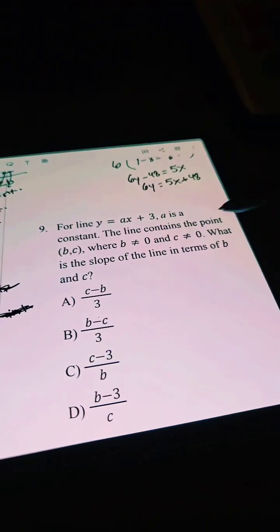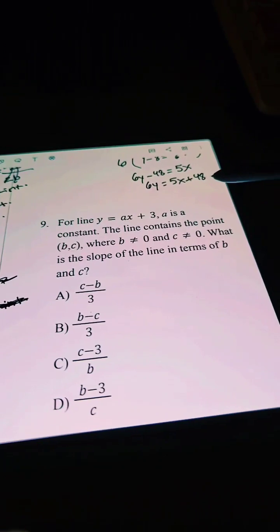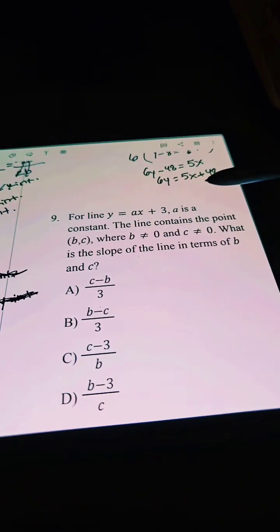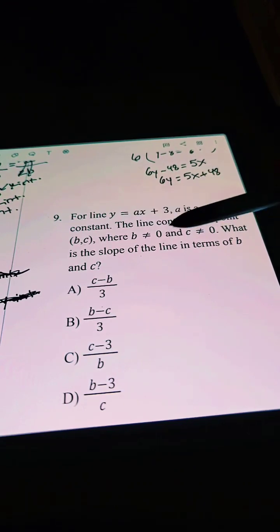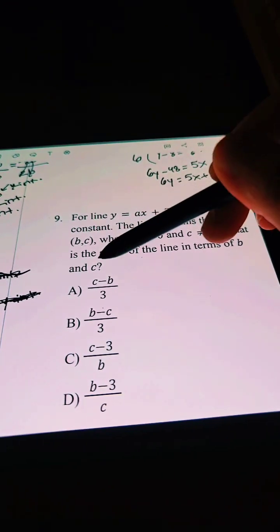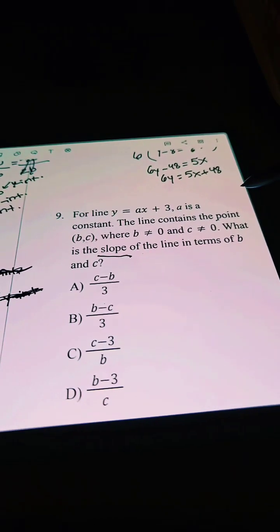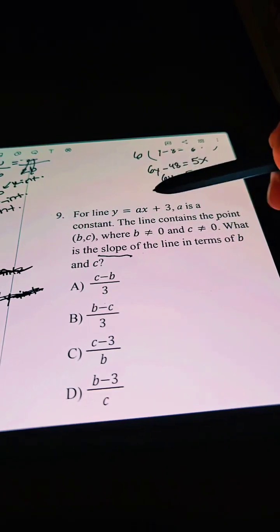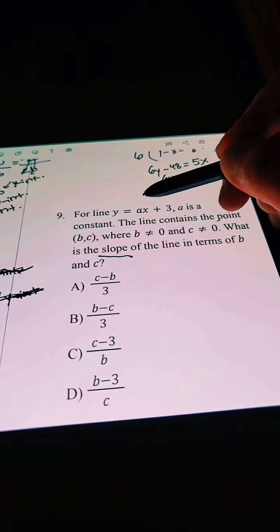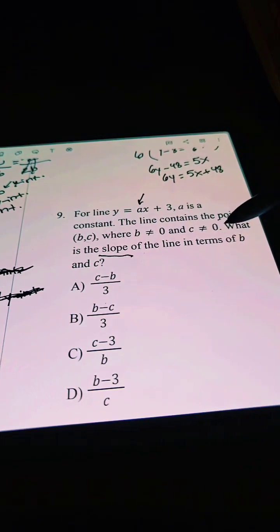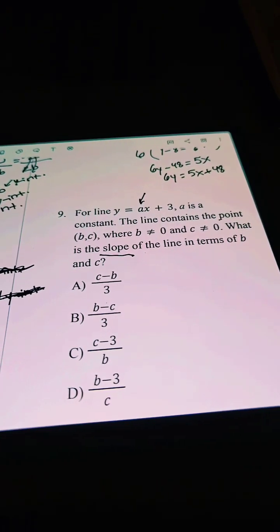So let's go to this one right here. For the line y equals ax plus 3, a is a constant. The line contains the point (b, c) where b is not equal to 0 and c is not equal to 0. What is the slope? So we're finding the slope of the line in terms of b and c. The slope is this value right here, a. So essentially what this is asking us to do is isolate a, or solve for a.